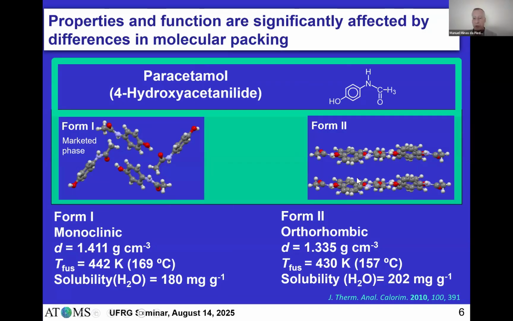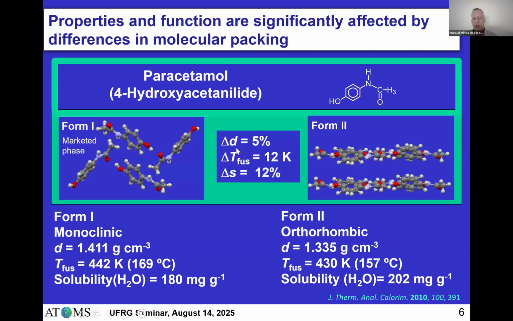And Form 2 is orthorhombic. The density is smaller, 1.33. The melting point is significantly smaller, 157 Celsius, and the solubility is larger, 202 milligrams per gram of water.